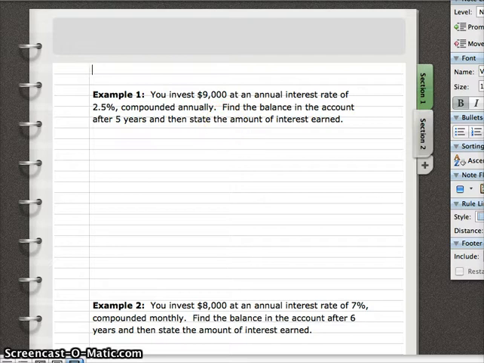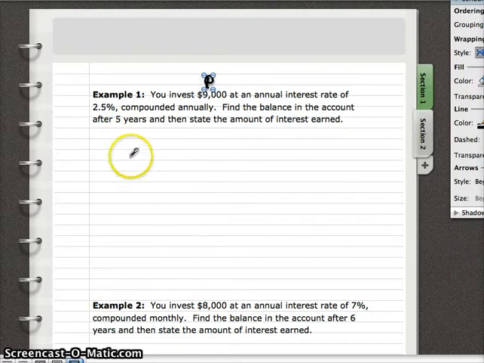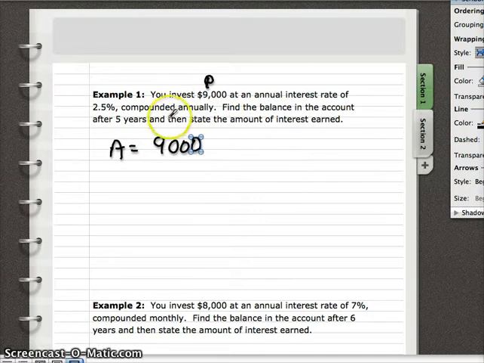Let's take it one step at a time and figure out what each of our variables is in this problem. This is our P, our initial amount that we invest, so instead of P, we substitute 9,000. We know it's compounded a certain number of times per year, so I'm going to use that first formula: 1 plus R over n. Let's figure out our R, our rate of interest. Our interest rate is 2.5%, so this is our R right here.